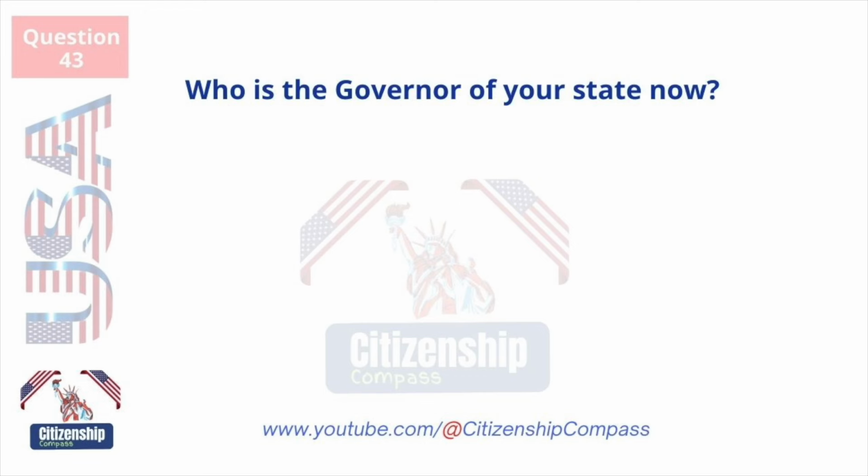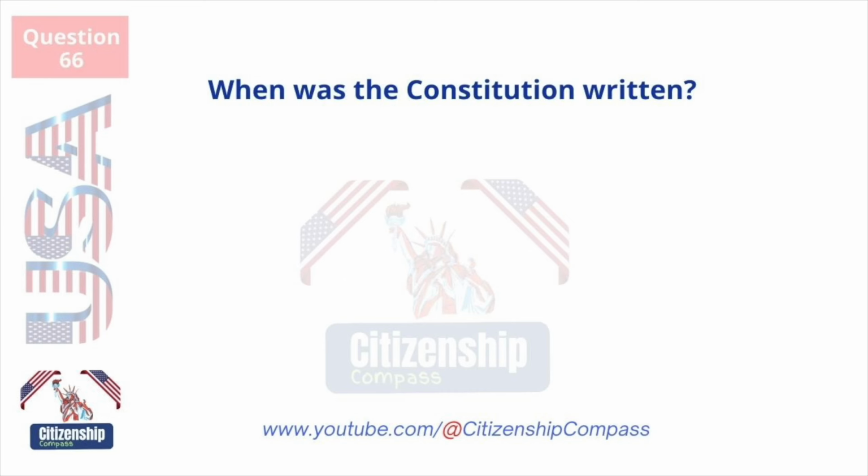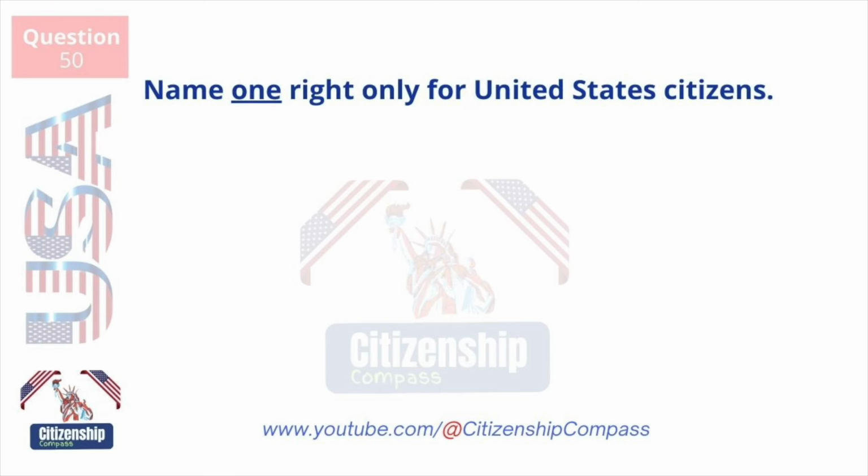Who is the governor of your state now? When was the Constitution written? In 1787. Name one right, only for United States citizens. Vote in a federal election.